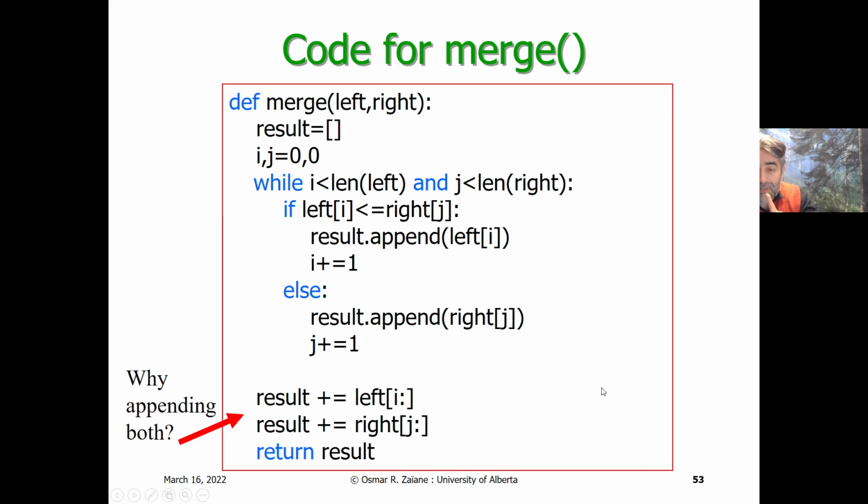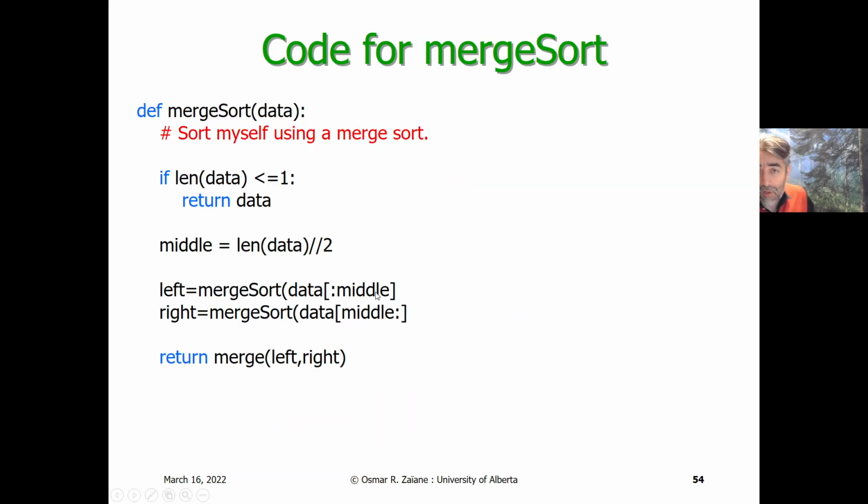Okay, so this is merge, it's not the sort. I haven't sorted anything yet. I received left and right sorted, and I merged them. So how do I sort? Well, I'll sort with a recursive call.